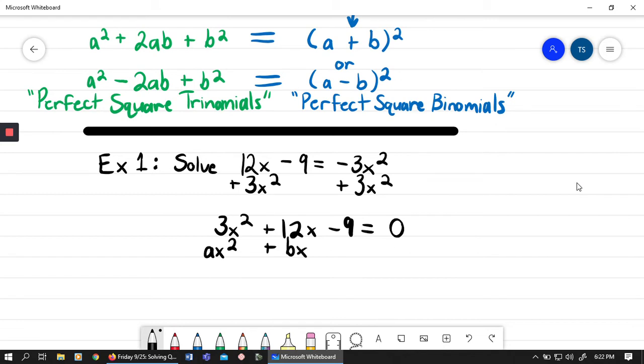And not everybody may need to have it written in this form, ax squared plus bx plus c. But in this standard form, if we identify the a value, we can see here that the a value is 3. Of course, like I said, folks, you could have left it in its original form, and in its original form, that a value or leading coefficient would have been -3.